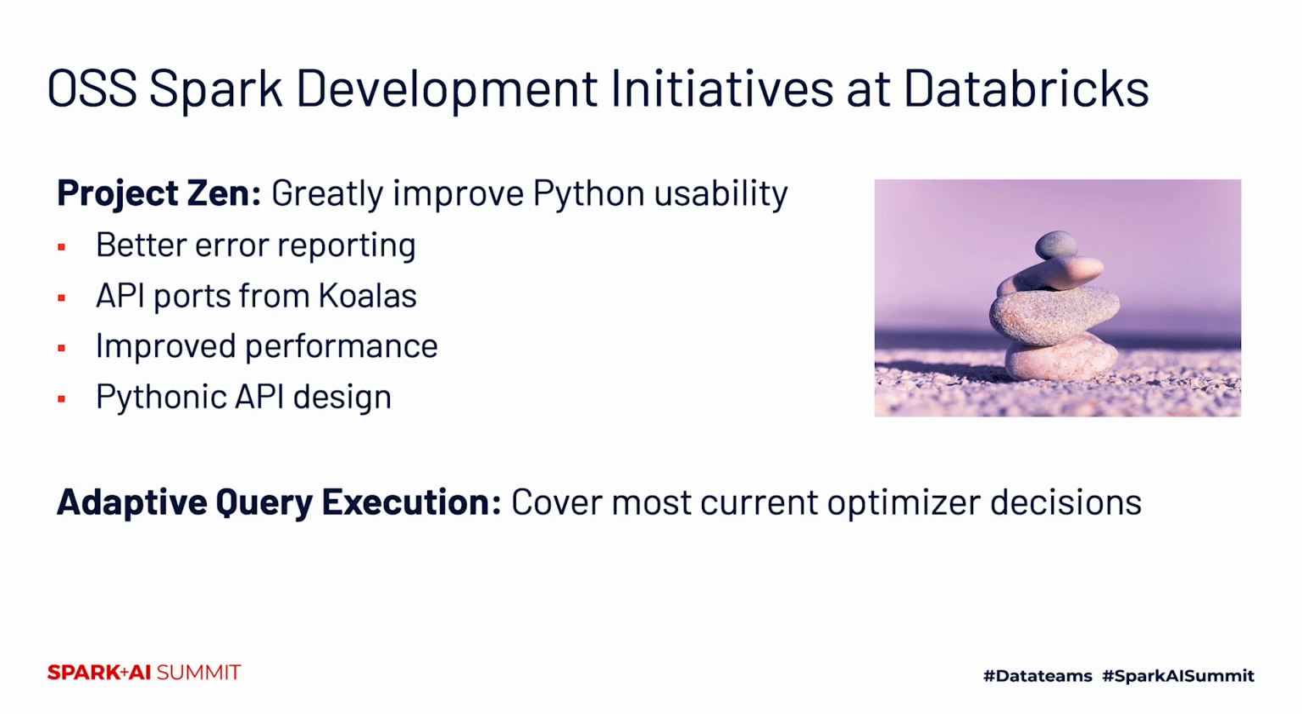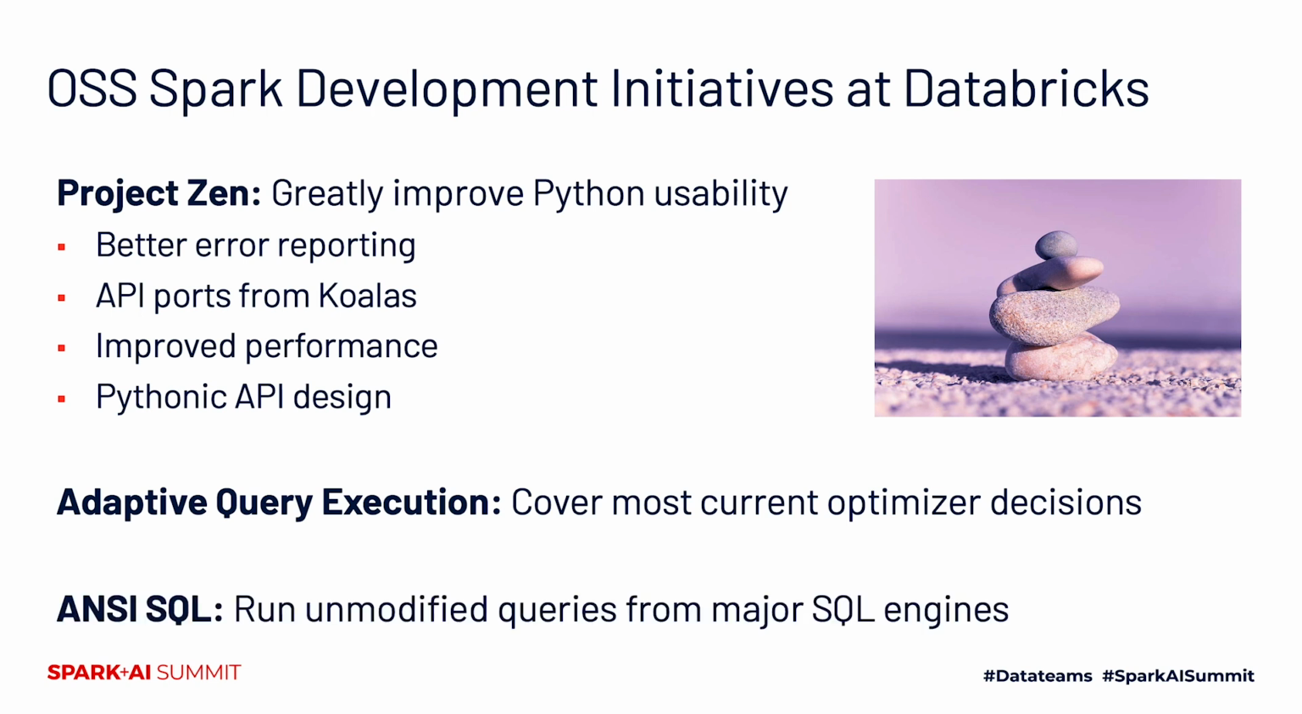We also have a continued initiative around adaptive query execution. We've been really pleased with what it's doing so far, and we think we can cover more and more of the SQL optimizer's decisions adaptively and really dramatically reduce the amount of configuration or preparation of the data needed to get great performance with Spark. And finally, we're also continuing to push on ANSI SQL. The goal is to run unmodified queries from all the major SQL engines by having dialects that match these. And we've been working a lot with the community to build these, and we think it will provide a lot of benefit in Spark.